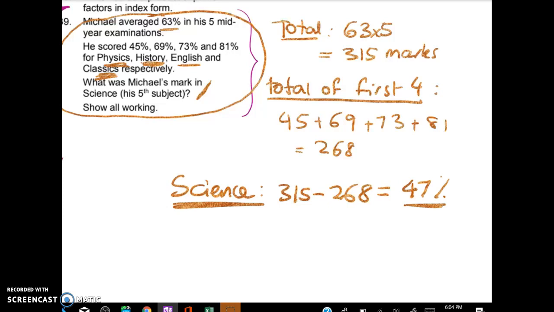Notice that I've set out some words in here, right? So we're starting to get to harder problems. You've got to show your working. So it's important that we state what each thing is that I'm figuring out.